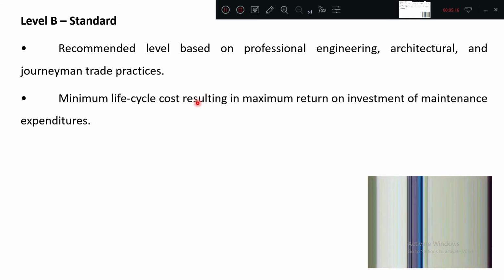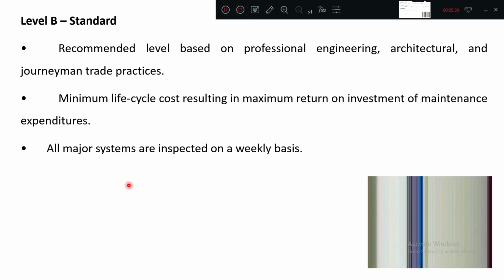The life cycle cost is actually very low, resulting in maximum return on investment for expenditures which are for maintenance work. So the key point is that professional people will decide. It is recommended by the professional people: minimum life cycle cost, maximum return on investment. All major systems are inspected on a weekly basis.